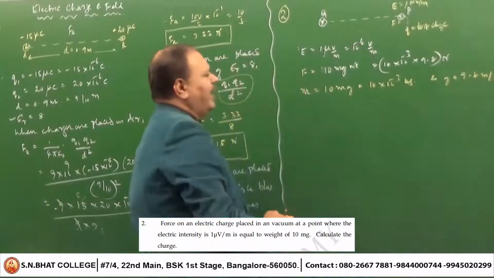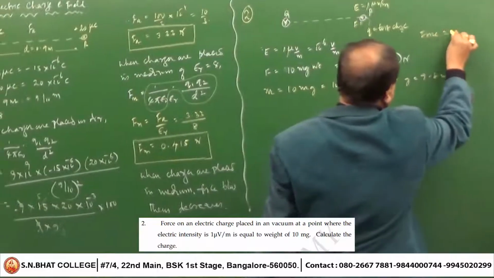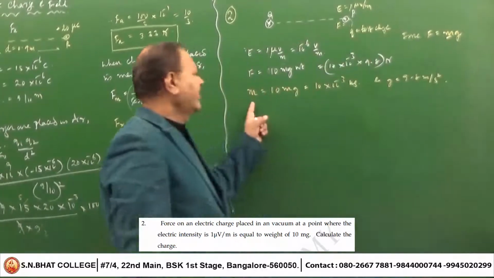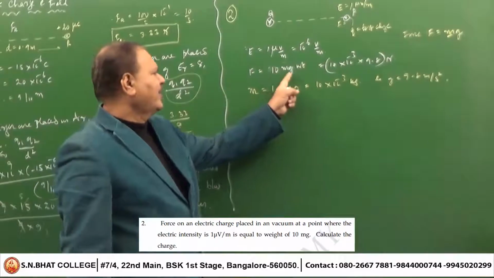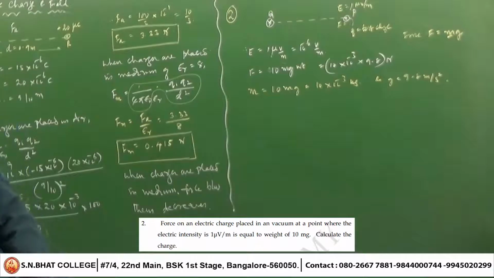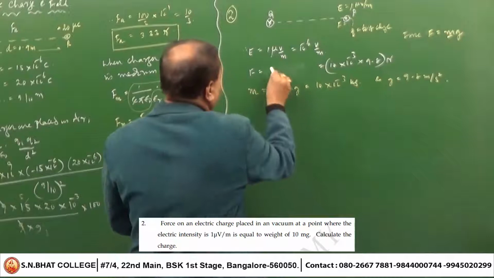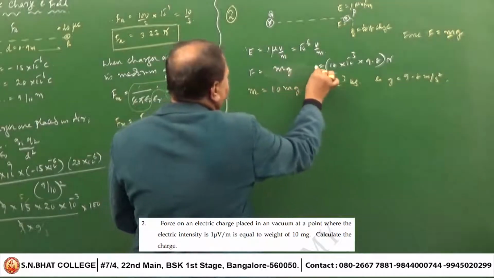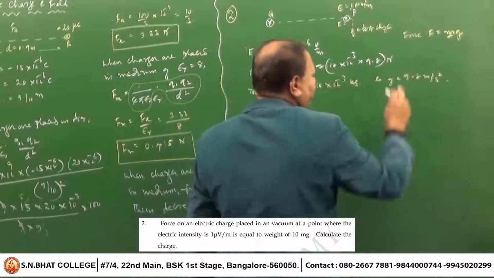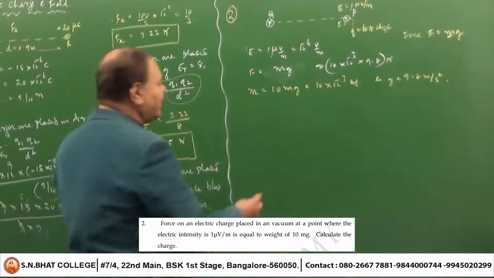Remember that always force is given by F is equal to m into g. M he has given, g he has given. M is equal to 10 milligram. Instead of writing 10 mg, you can write it like this. So this is equal to m into g. Then what is the value of m? 10 into 10 to the power minus 3. What is the value of g? 9.8. Okay? Now, what is the formula that we are going to use?